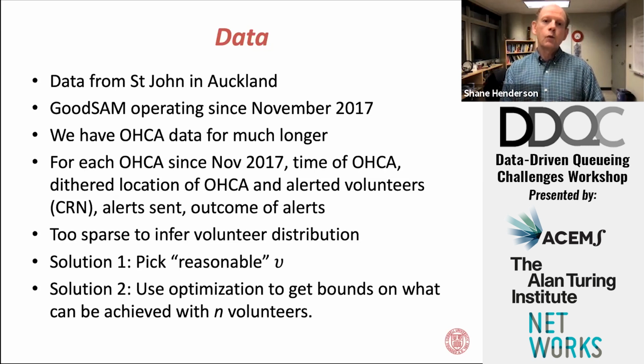Why is that? Well, for each of those cardiac arrests, what we know since November of 2017 is the time of the arrest, and then the location of the cardiac arrest and the alerted volunteers who were close by. So just those guys. We don't have ongoing information about all of the volunteers, like where they're spending their time. And that's for privacy reasons, right? So those locations are not logged in the system in any way.